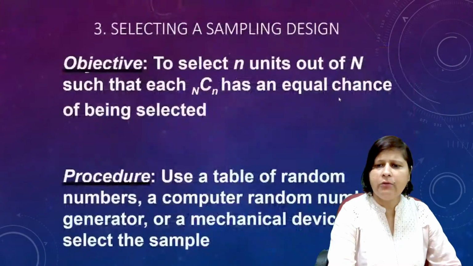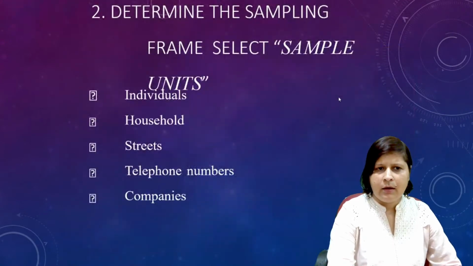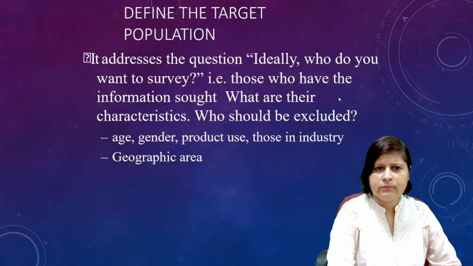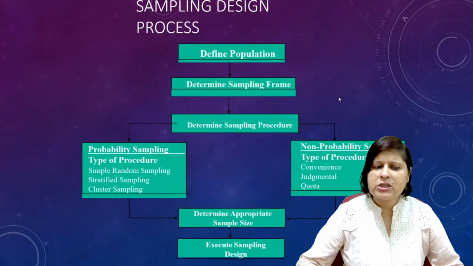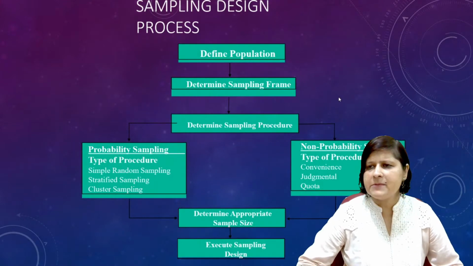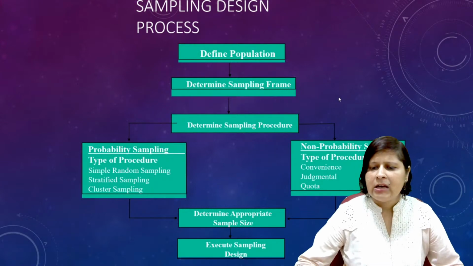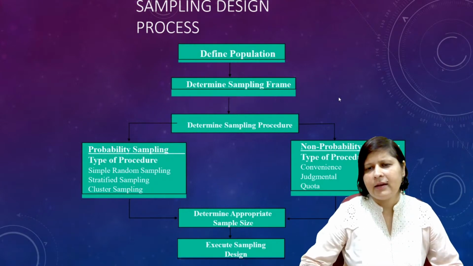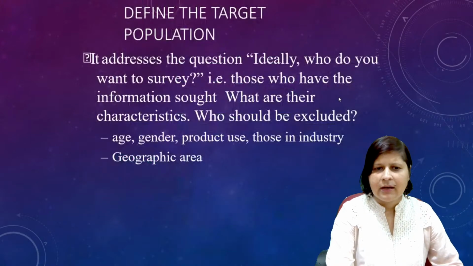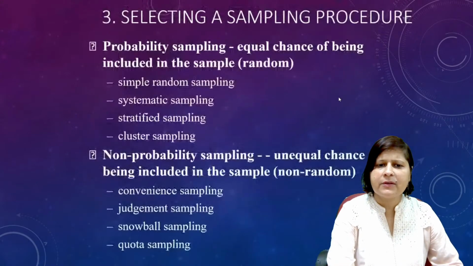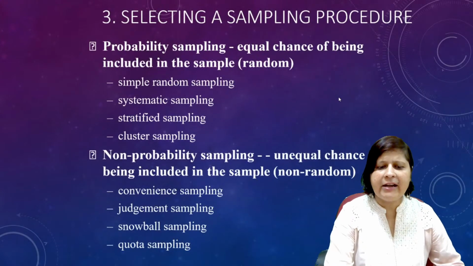Probability sampling, again, let me discuss it with you. Probability sampling includes simple random sampling, stratified sampling, cluster sampling, and another type of sampling, systematic random sampling.